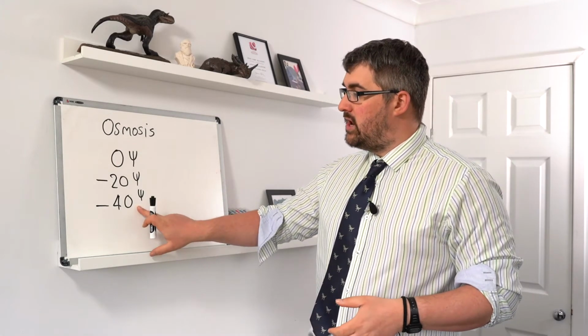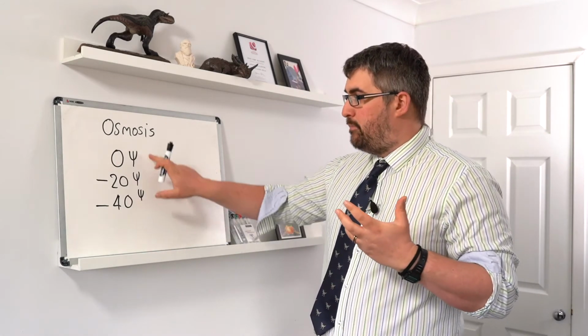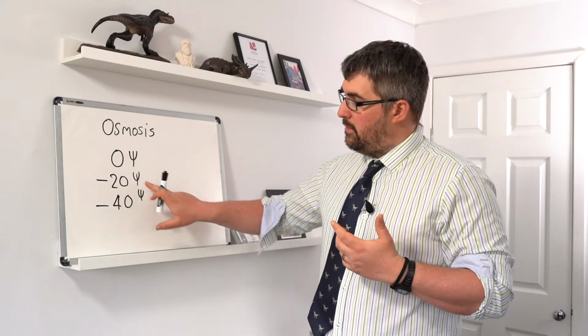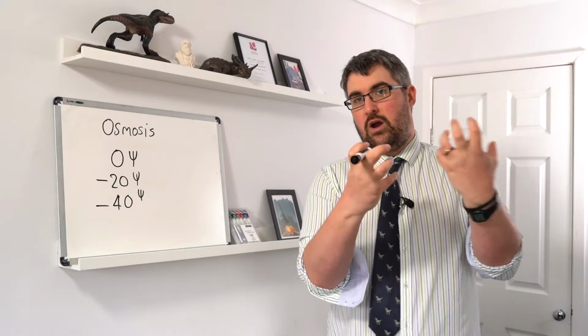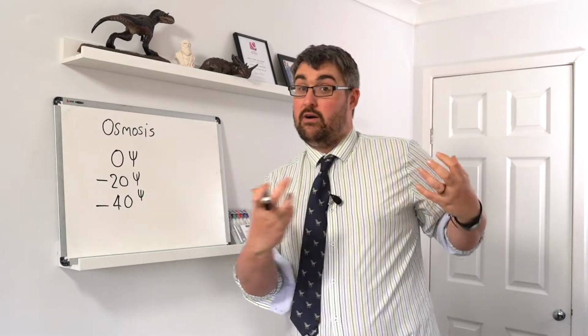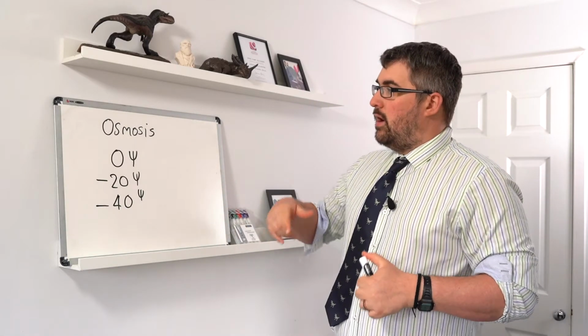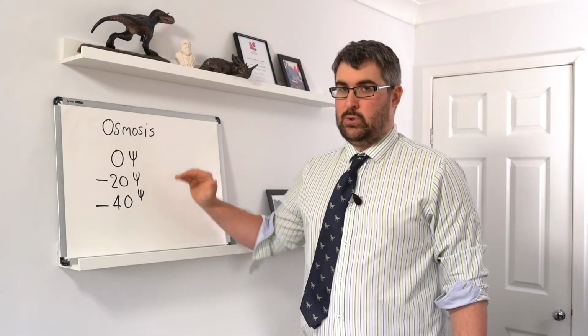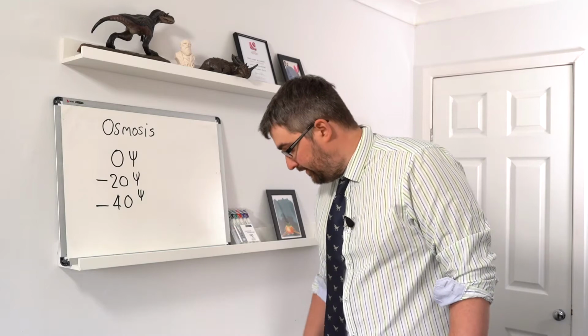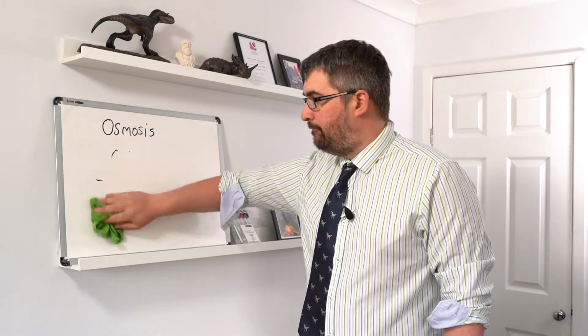So in this situation, I might have started off with the same volume of water, but because I've added more solute, there are fewer water molecules free to move. They're now attracted to those ions, and therefore they can't cross the barrier. So the water is always going to want to move from an area of high water potential to an area of low water potential. So let's look at a couple of examples.